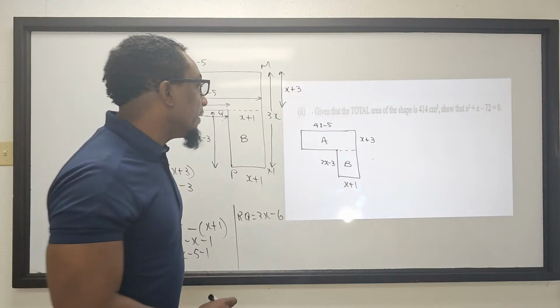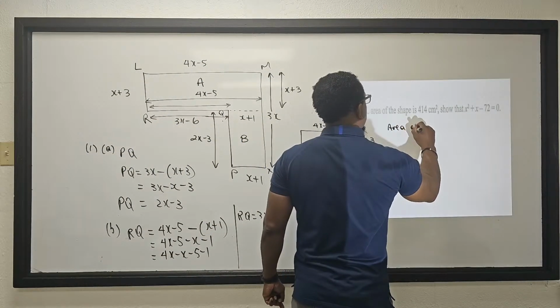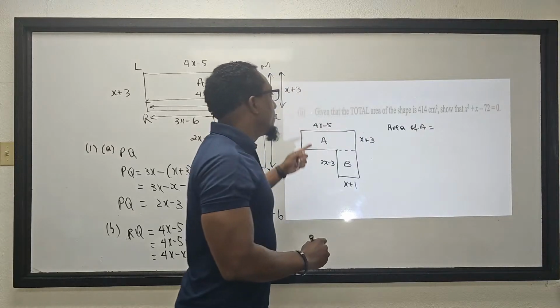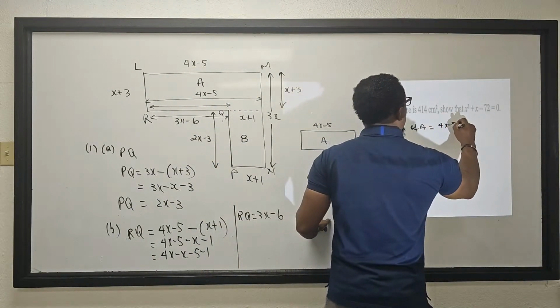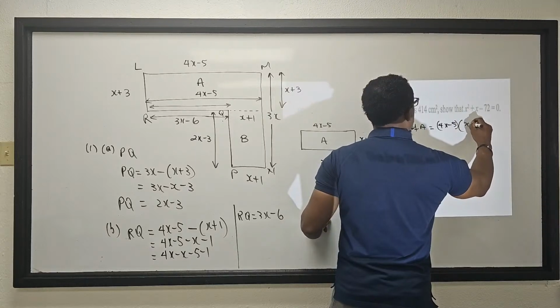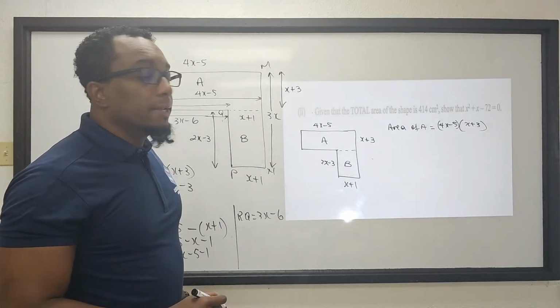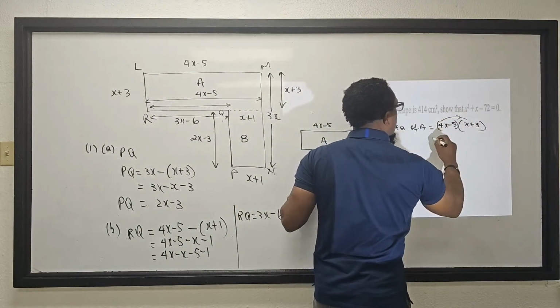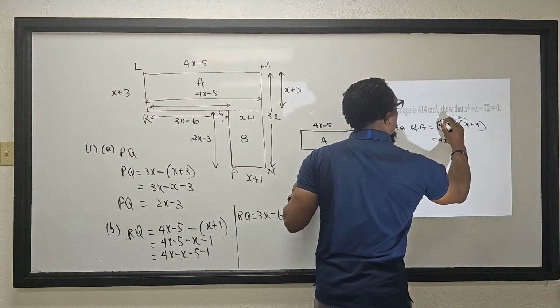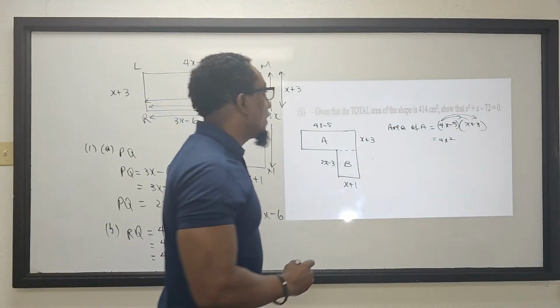So let's find the area of A. Area of A will be length by width, which will be 4x subtract 5 by x plus 3. And of course, we are going to expand. So this will be 4x by x will give me 4x squared. 4x by positive 3 will be positive 12x.